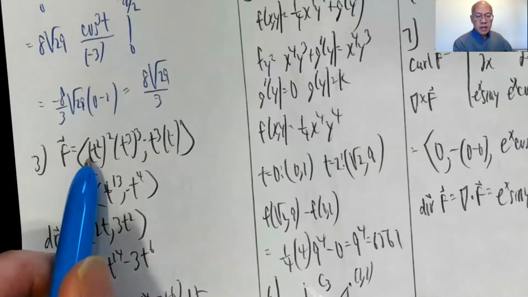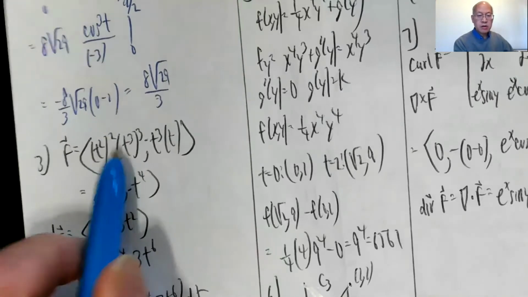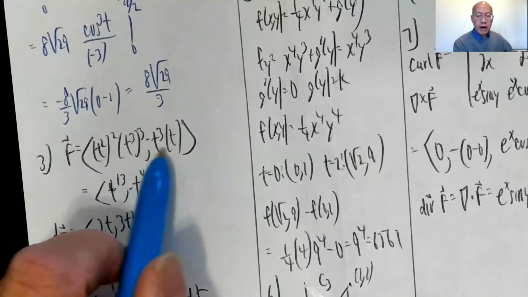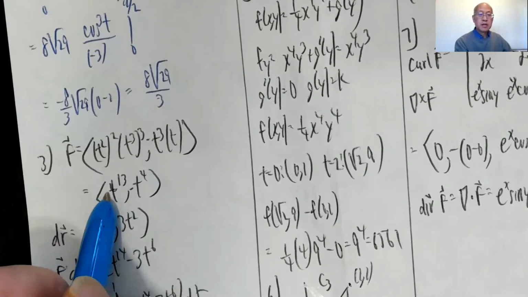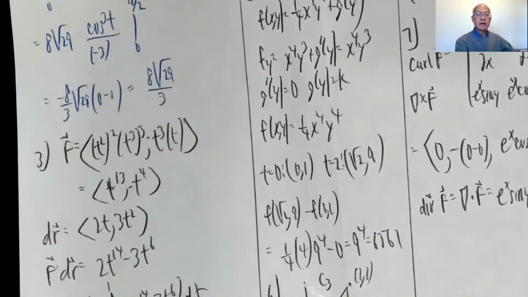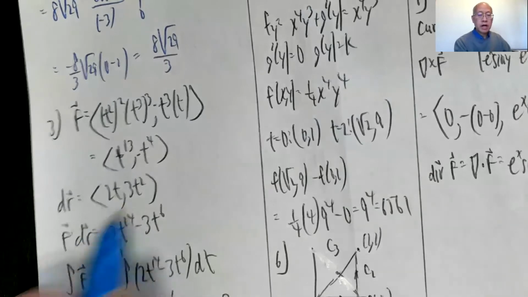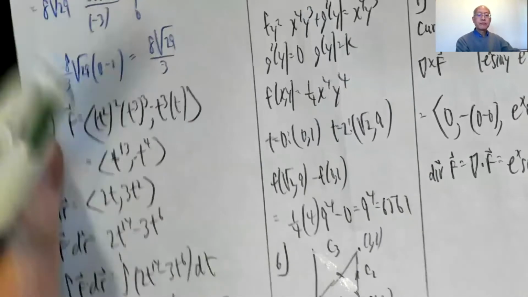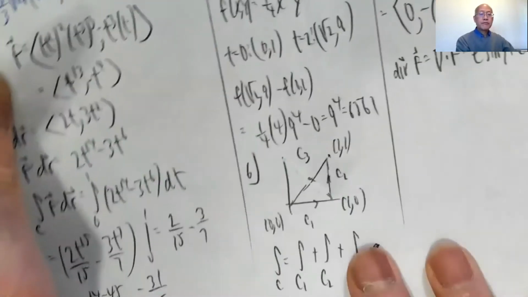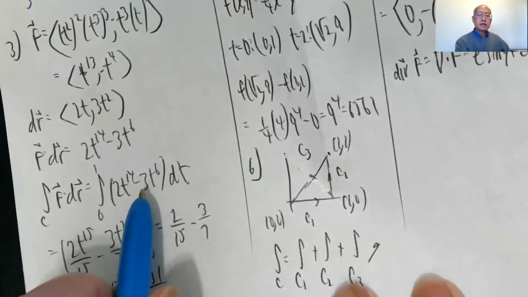Number 3, f is x squared y cubed. So t squared squared, t cubed cubed, negative y radical x, negative t cubed times t. That comes out to be t to the 4th plus 9t to the 13th and negative t to the 4th. dr is 2t, 3t squared. F dot dr is 2t to the 14th minus 3t to the 6th. So the integral of f dot dr is the integral from 0 to 1 of 2t to the 14th minus 3t to the 6th dt.